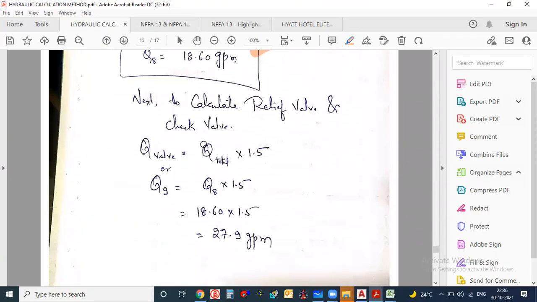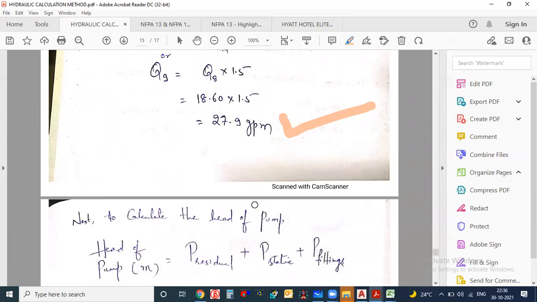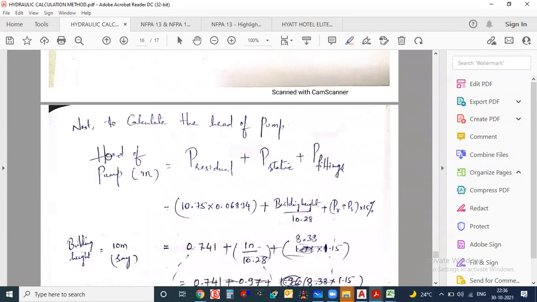Next, at node number 9, I have just taken the 50% extra value. Okay, factor of safety. Yeah, factor of safety. So I got Q9 as 27.9. Next, what I will do, I will calculate the head value. Okay, this is also again the manual method. Don't bother about this calculation.